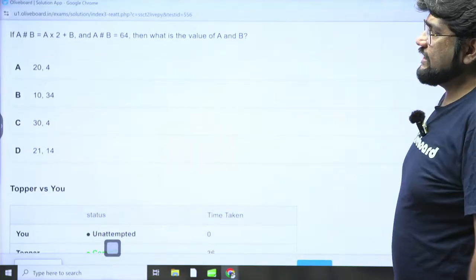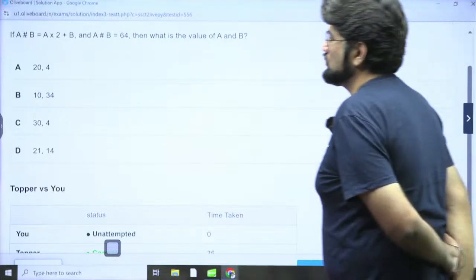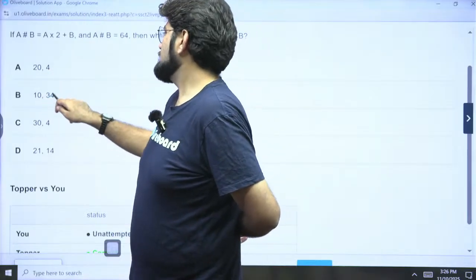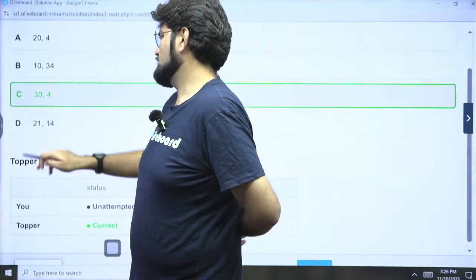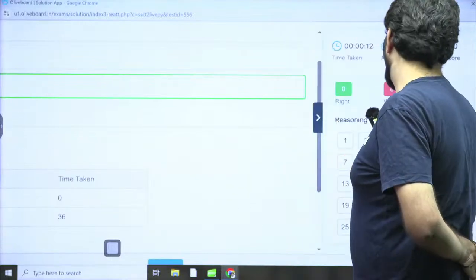A hash B is A into 2, 2A plus B. So A hash B is 64. What's the value of A and B? I think we need to do substitution. 20 into 2 is 40 plus 4, 44. This is 20 plus 34, 54. This is 60 plus 4, 64. Option C is the right answer. Easy. 36 seconds.